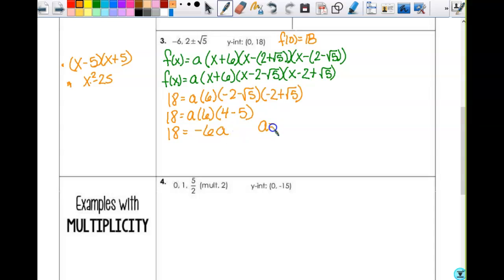So what does a equal? Nobody's brain is awake yet? 3, negative 3. So there's my a. So that means that f of x is equal to negative 3 times x plus 6 times, and then I can do either form of either one of the green ones. I'm going to do the second one because there's less parentheses. x minus 2 minus the square root of 5, and then x minus 2 plus the square root of 5.